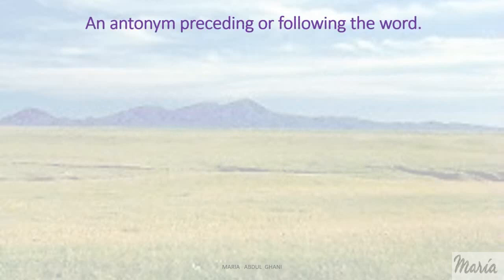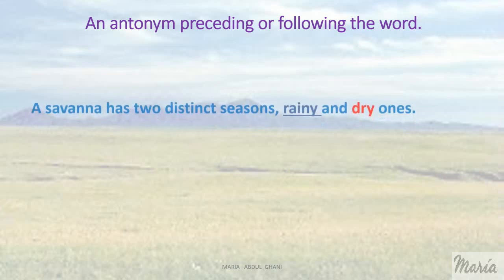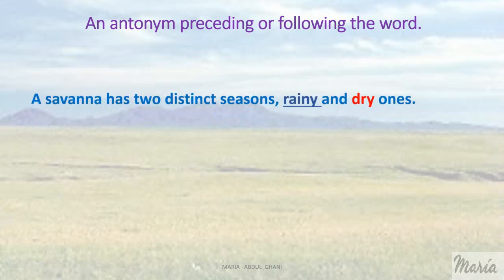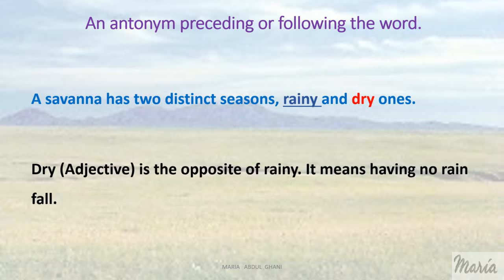An antonym preceding or following the word. A savanna has two distinct seasons, rainy and dry ones. Dry, adjective, is the opposite of rainy. It means having no rainfall.